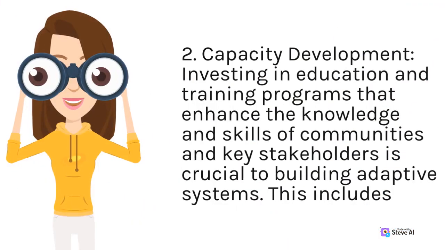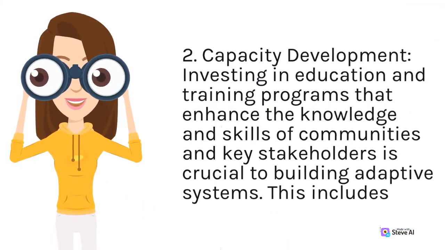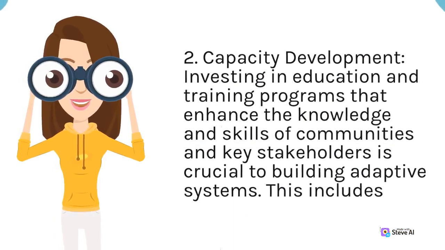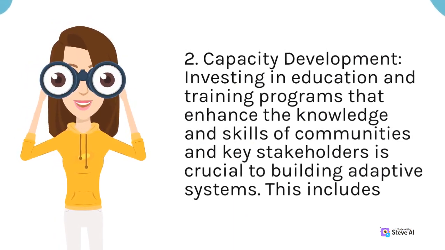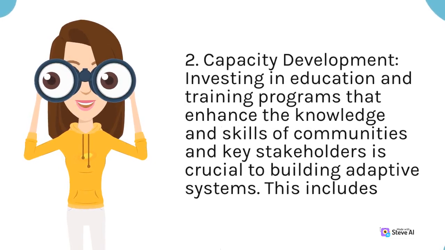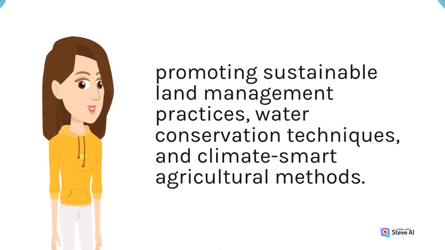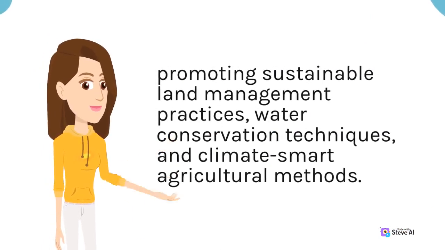Two. Capacity development. Investing in education and training programs that enhance the knowledge and skills of communities and key stakeholders is crucial to building adaptive systems. This includes promoting sustainable land management practices, water conservation techniques, and climate-smart agricultural methods.